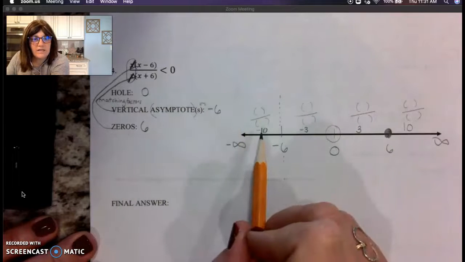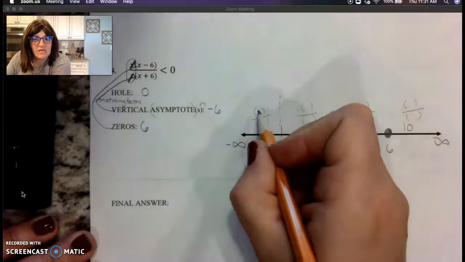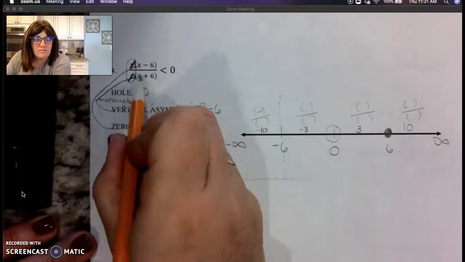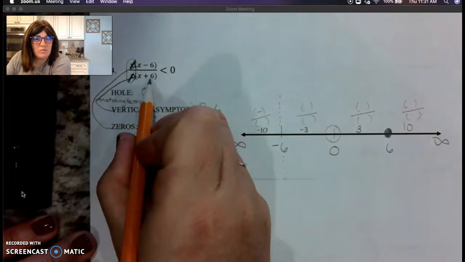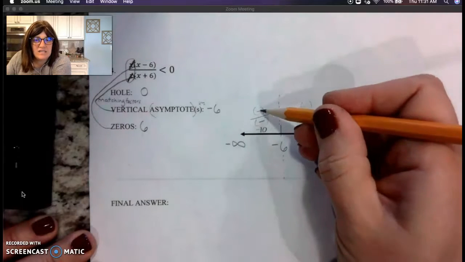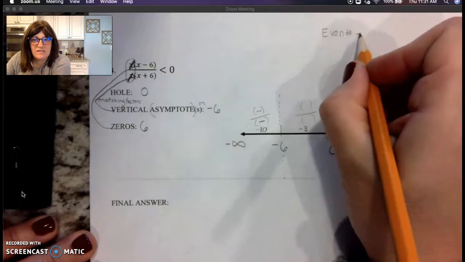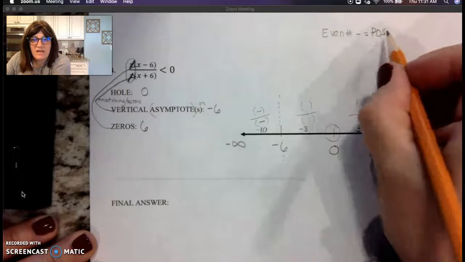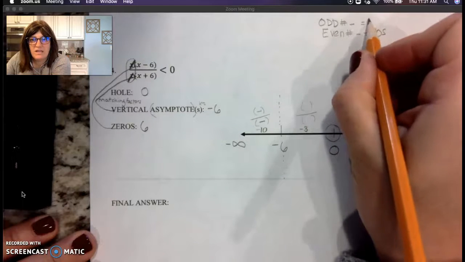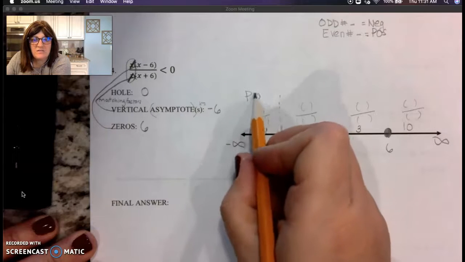All I care about is which sign wins. If I put a -10 here versus a -6, they both agree to be negative. If I put -10 plus 6, the -10 is larger than the 6, so the negative wins. Remember, if it's an even number of negatives, it will be positive, and if it's an odd number of negatives, it will be negative. There are 2 here, so it is positive.